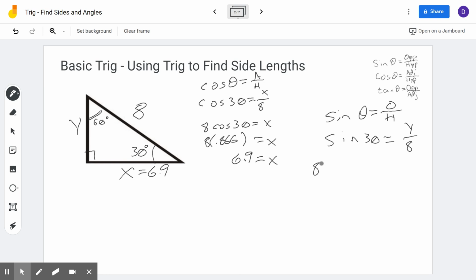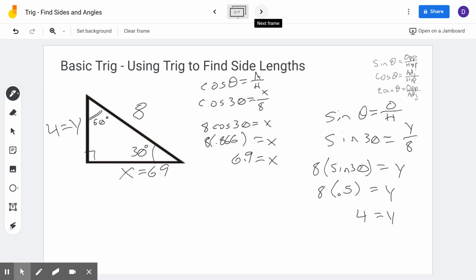So 8 times the sine of 30 equals y. Now when you punch that in, the sine of 30 is 0.5, so 8 times 0.5 equals y, so y equals 4. This would be 4. All right? That's how these problems work, to find the side length.